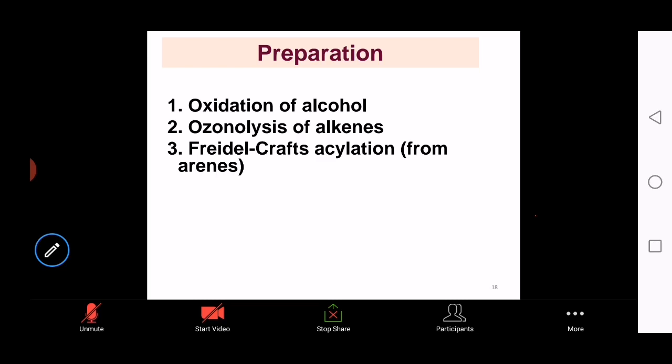Number 2 is ozonolysis of alkenes, which is already in chapter 6. And number 3, Friedel-Crafts acylation, from arenes in chapter 7. So for the preparation of ketones and aldehydes, we just recall them, because we have already met them in previous chapters.